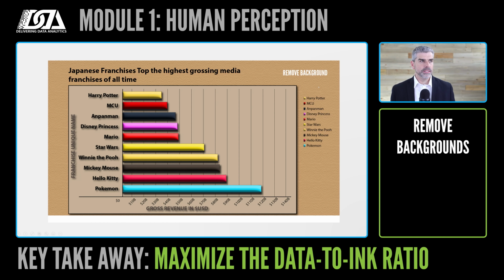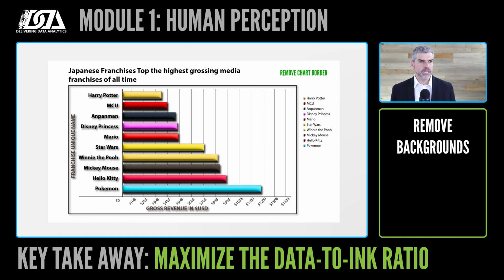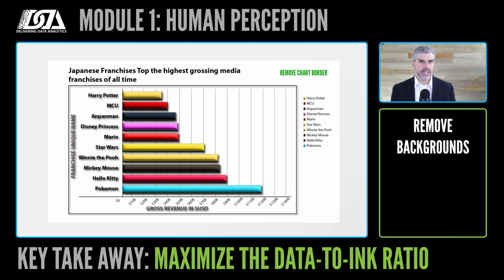You can see there's no information loss just yet. So let's remove the second background. We've got a background directly around the chart there. And we'll see here before and after, we've got no information loss yet. It's getting a little bit cleaner.